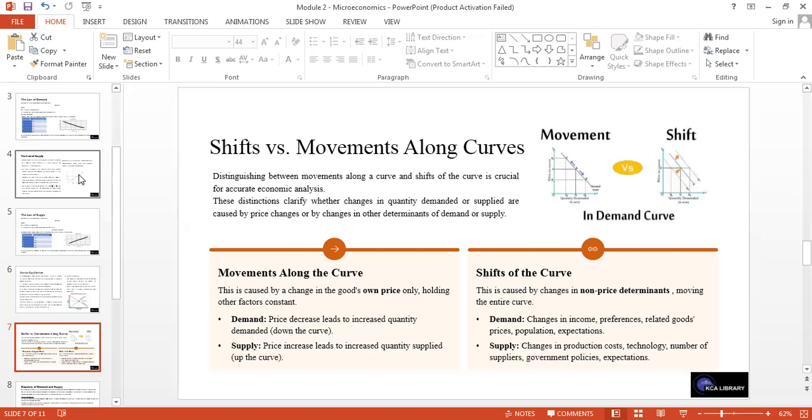For shifts of the curve, this is caused by changes in non-price determinants, moving the entire curve. For demand, changes in income, preferences, related goods' prices, population, and expectations happen. And then for supply, there are changes in production cost, technology, number of suppliers, government policy, and expectations.